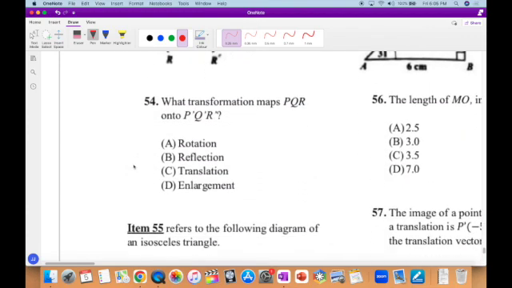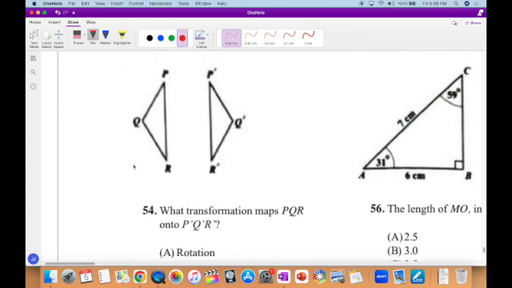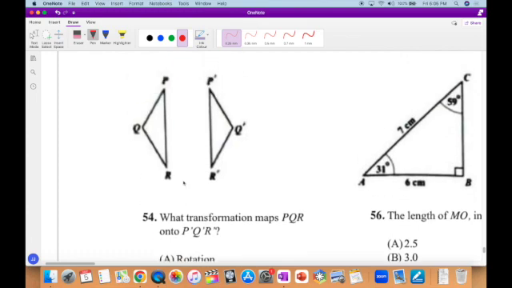Refers to the following transformation. The transformation that maps that to the image definitely looks like a reflection to me. Yep.